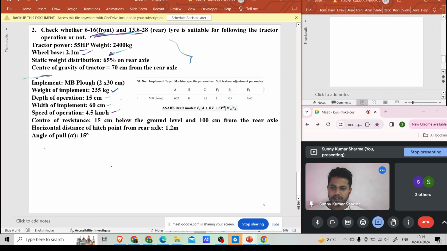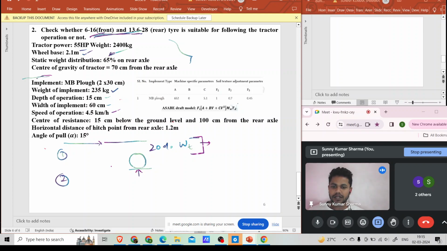You have to first calculate draft from the ASAB draft equation. Mainly three things we have to do. First, from the draft calculation, you have to check what weight distribution is coming on the front wheel. That distribution should be greater than 20% of the total weight of the tractor. Then only the tractor will be able to generate enough pull and pull this implement. That is the first requirement.